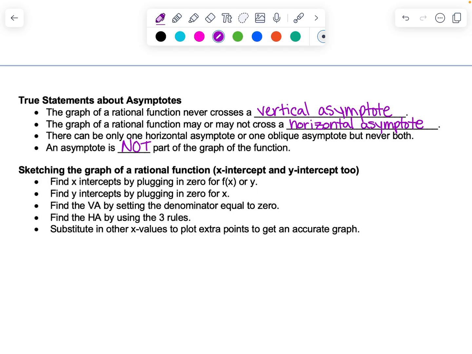All right, and then the second piece here, when we are going into graphing, we want to make sure we find the x-intercepts. We can plot those points. We can find the y-intercepts. If we plug in 0 for x, we can plot those points. Look for our vertical asymptotes. Set that denominator equal to 0. Find the horizontal asymptote, if there is one, using those 3 rules from earlier. And then we're going to have to plot a few extra points just to make sure we know where our graph is going. So that's what that last piece is, substitute in other x values to plot extra points so we have an accurate graph.